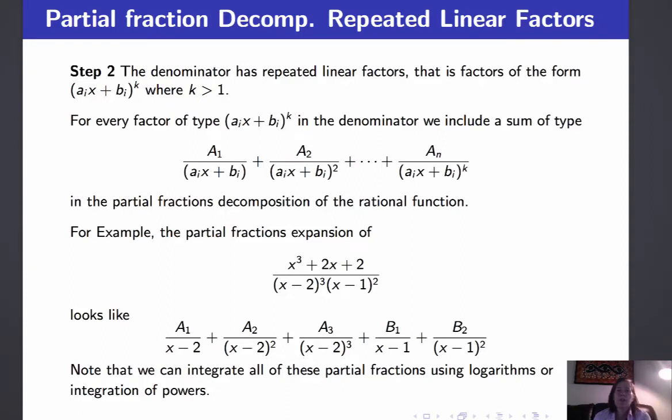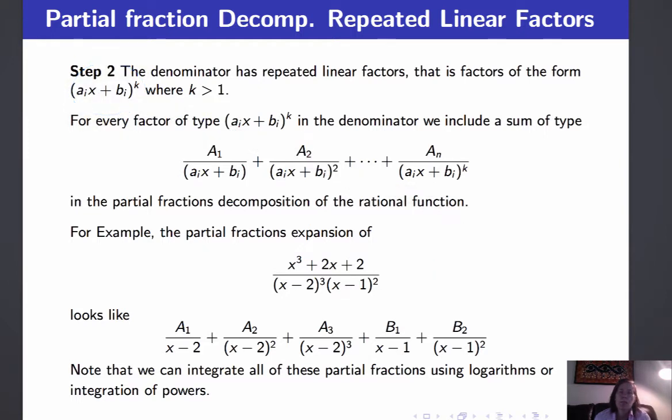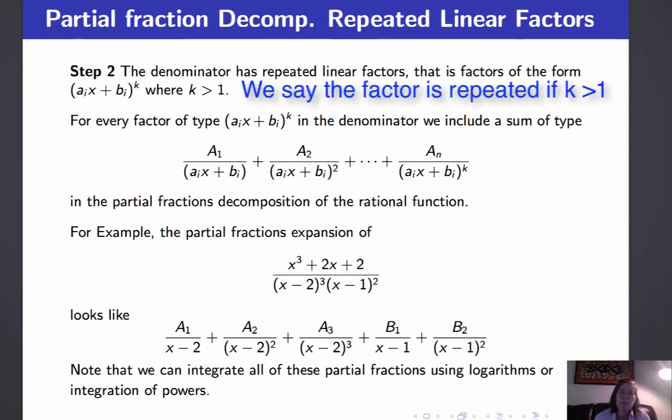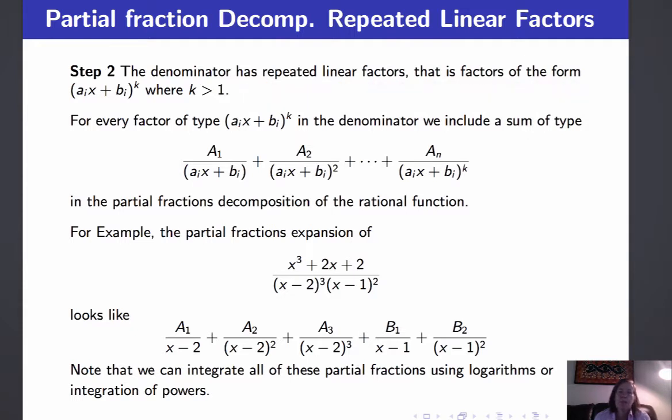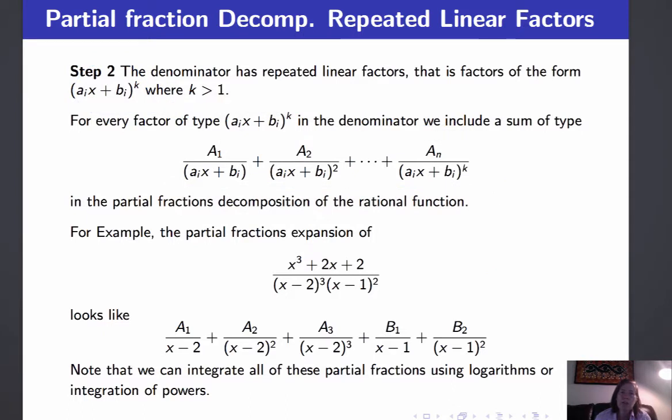Now let's look at the case where the denominator has some repeated linear factors, or maybe a mix of factors which are repeated and some linear factors which are non-repeated. So for every factor of type a_i x plus b_i to the k, that is a linear factor to the power of k in the denominator, in the partial fractions decomposition of this rational function, we'll include one term for every power of this linear factor from 1 through k.